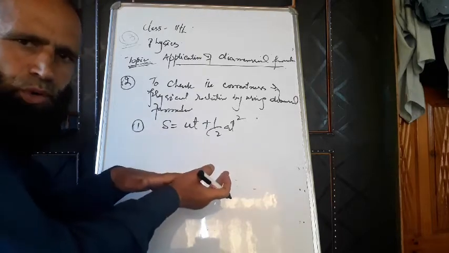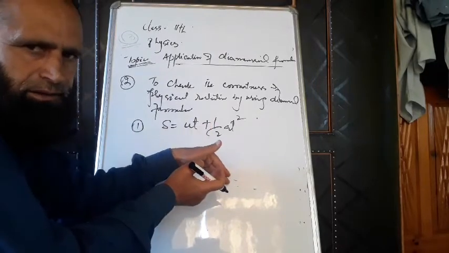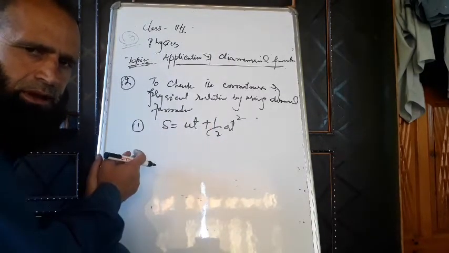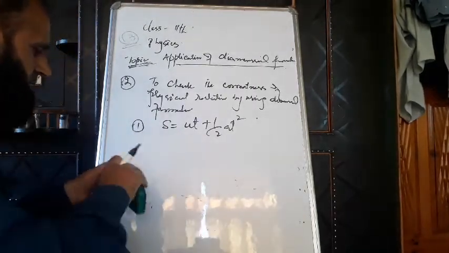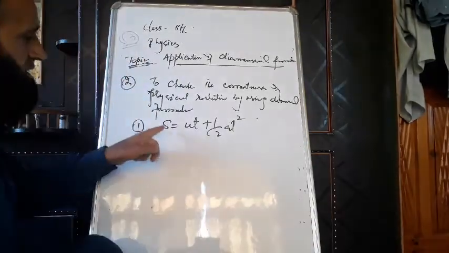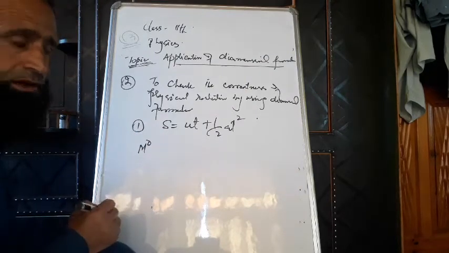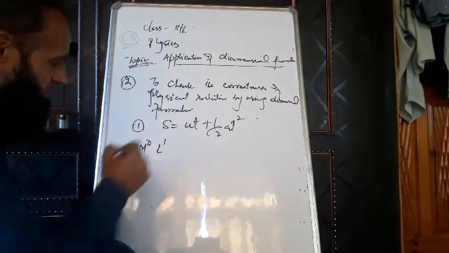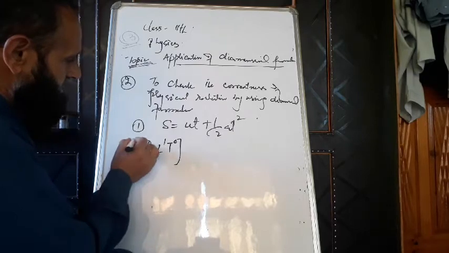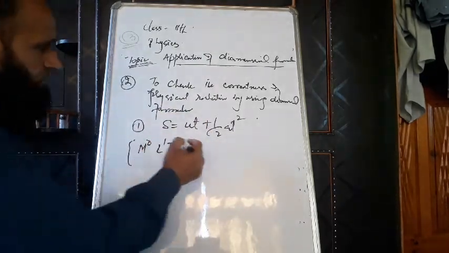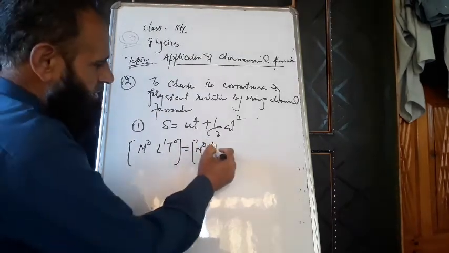We apply the principle of homogeneity on both sides of this equation, on LHS as well as on the RHS, and equate them and show whether this equation is dimensionally correct or not. We know this S is a distance. Its dimensions are M0, there is no mass involved, L1, it is a length, and T0, no time involved here. For velocity, we know that M is 0, L is 1, and T is -1.